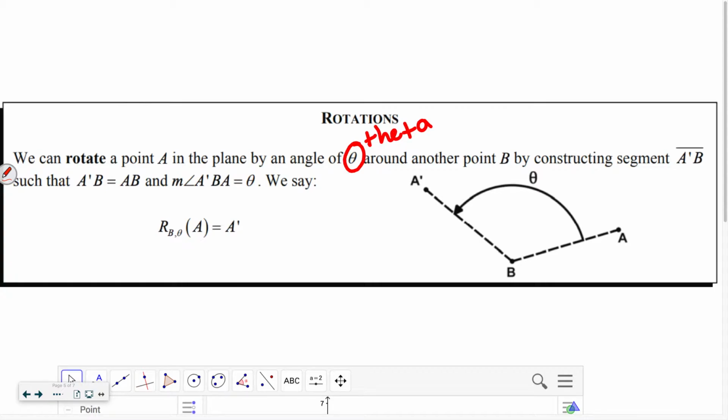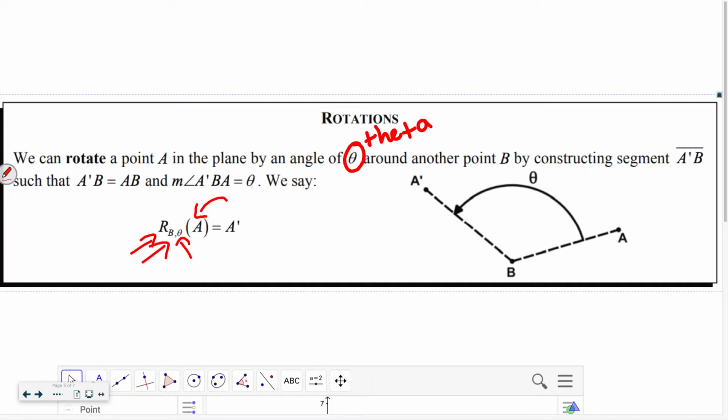So what does that actually say? Okay, look at this notation. Let's look at the notation here for basically saying the same thing we just said. R, which stands for rotation, B, which stands for the center of rotation, and finally theta, which stands for the angle of rotation. And of course, we need our inputs and outputs. So our input is A, our output is A prime.